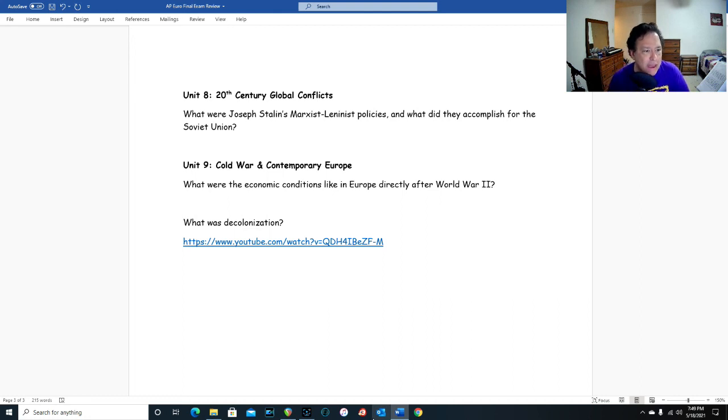And finally, we have the Cold War and contemporary Europe. What were the economic conditions like in Europe directly after World War II? What we see is that in spite of the Marshall Plan, which was an enormous success, as we know, economic conditions in Europe were extremely harsh after World War II. Countries didn't recover for many years after the war.